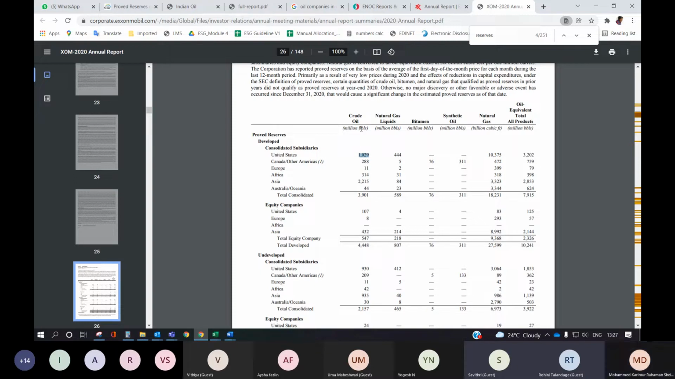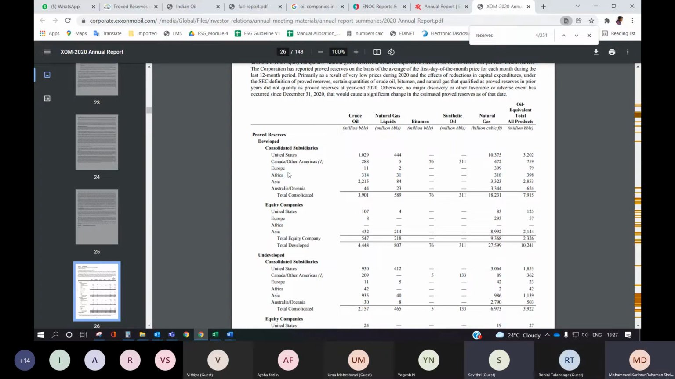Sorry, a million barrels, not billion. In Canada they have 288. In Europe 11. It is all in millions, so you need to add 6 zeros. Then this is in Africa and Asia.